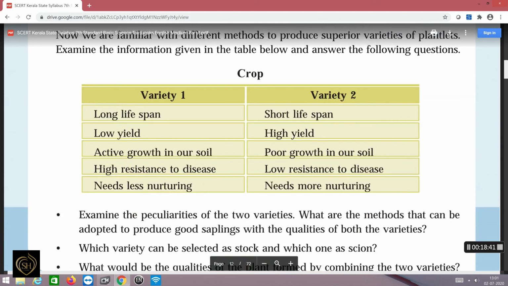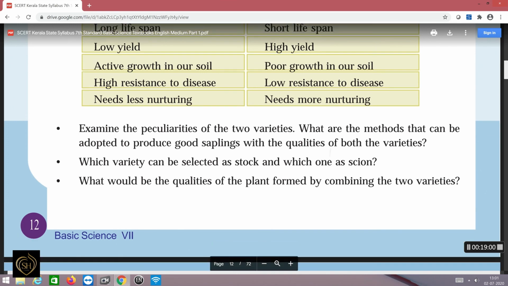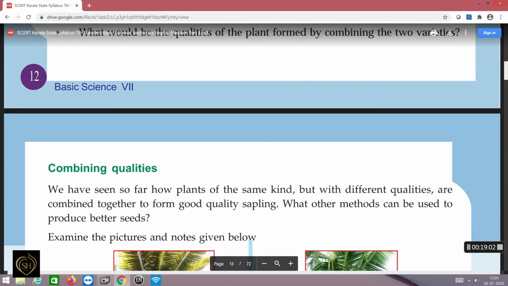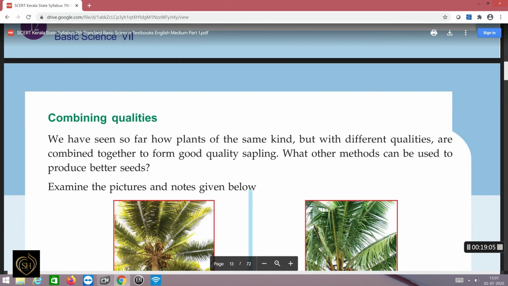Variety 1, long lifespan. Variety 2, short lifespan. Low yield, high yield, the opposite of that one. Active growth in soil, poor growth in soil. You can use the different methods to produce the new plant. Now, next day we can study about combining qualities.